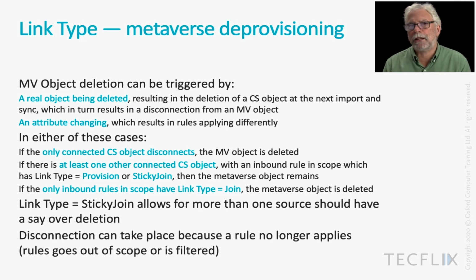That disconnection is the trigger, is the event that raises the question, should this metaverse object be deleted? Second possibility is that an attribute changes. The attribute could change, resulting in a rule applying differently. A rule that was in scope could go out of scope because its filter depends on an attribute that just changed. Either of those events trigger the question, should this metaverse object be deleted? Now, will it be deleted?